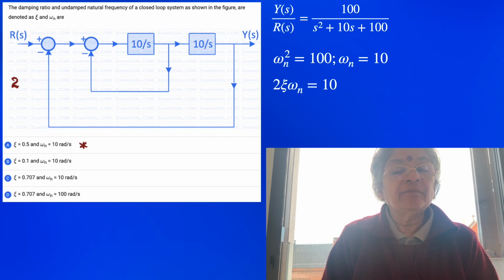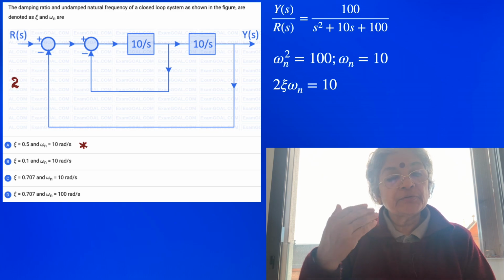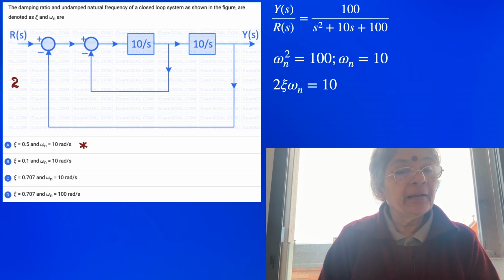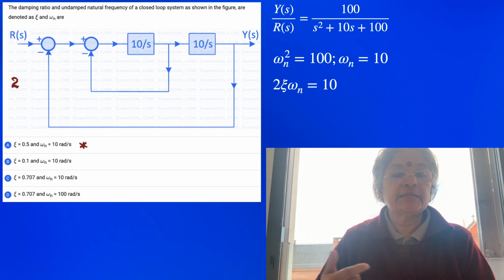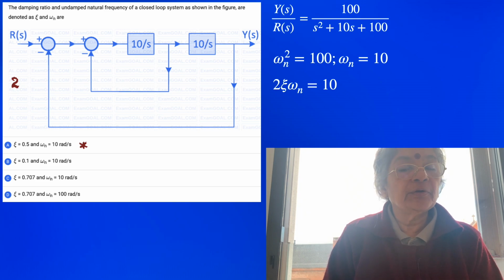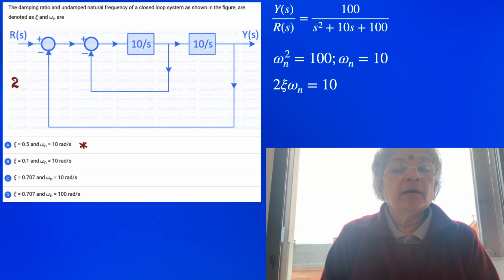Let's move to the second problem. A similar procedure is what we're going to operate on here as well. We have an inner loop of 10 by s, which has a negative unity feedback. That gives us 10 in the numerator divided by s plus 10, because there is nothing on the feedback path. Because it is minus, we get s plus 10. And that is going to be cascaded to 10 by s, so 10 by s into 10 divided by s plus 10.